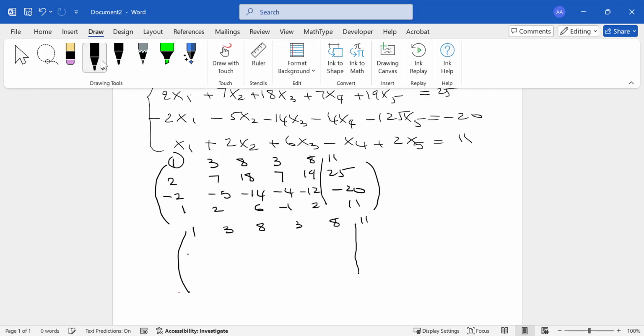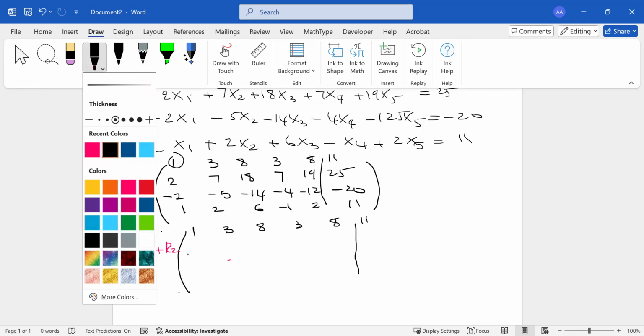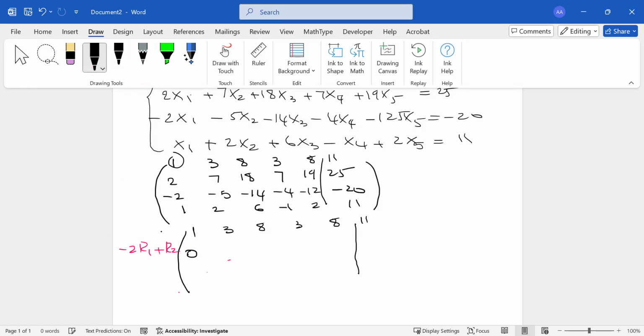Okay, now what are you going to do? To get zeros under our pivot, we do -2 R1 plus R2, which is: everything is multiplied by -2, and we add them up. We get 0 here. -2 times 3 is -6 plus 7 is 1. -2 times 8 is -16 plus 18 is 2. -2 times 3 is -6 plus 7 is 1. And -2 times 8 is -16 plus 19 is 3. -2 times 11 is -22 plus 25 is 3. All right, that was good.